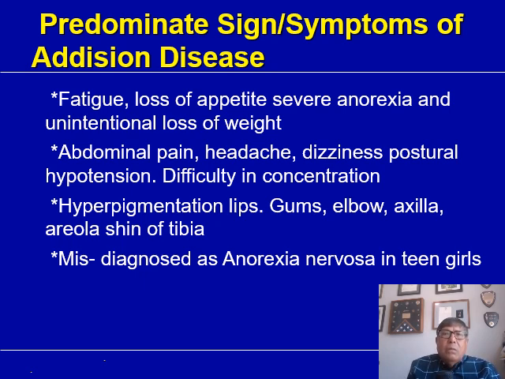Early on, the pigmentation is mostly seen in the lips, gums, elbows, axilla, around the nipple and areola, and tibial skin. But the whole face can be involved, as I have shown you in the picture.